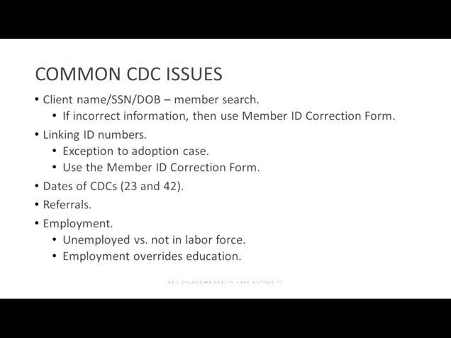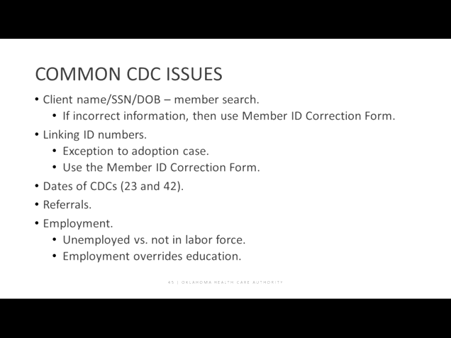I worked with some folks at the Department of Mental Health and Substance Abuse, and they sent me this list of the most common issues. The client name, social security number, and date of birth on the member search. If it's incorrect, use the member ID correction form, and that's available out there for you. Linking ID numbers. Exception to this is the adoptions, but make sure you use the member ID correction form. What happens is we get members that have multiple IDs. We need to indate some of those and combine them so that they only have one SoonerCare ID number.